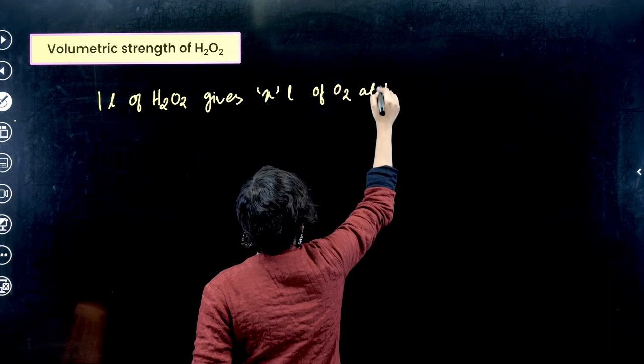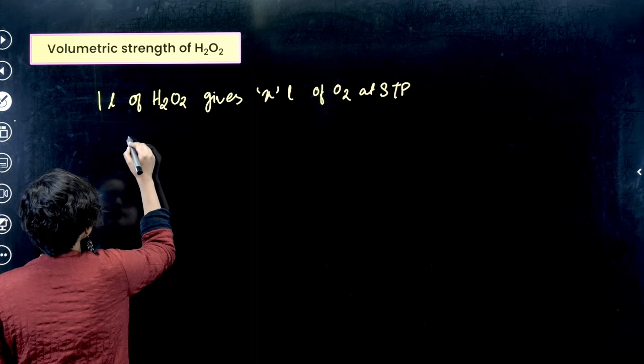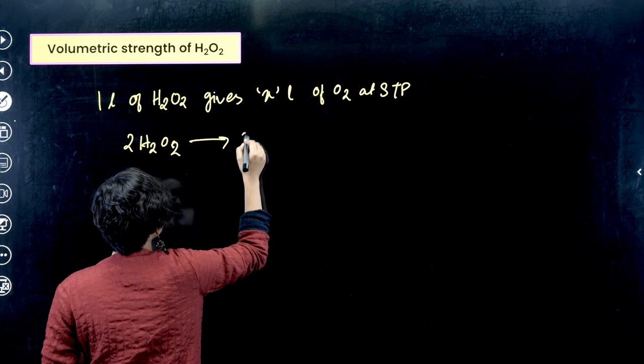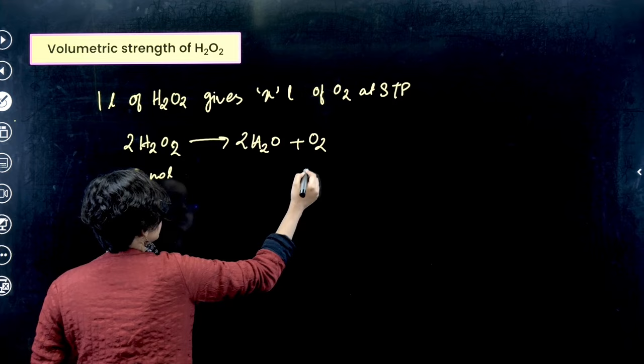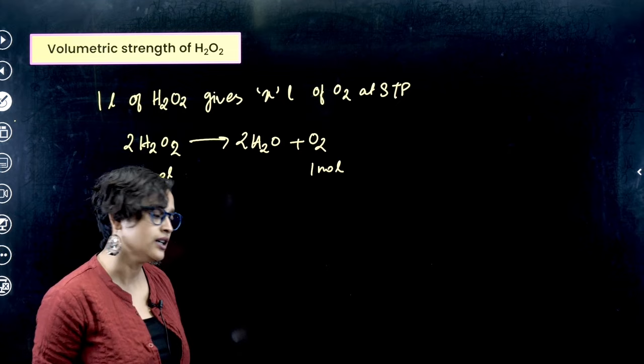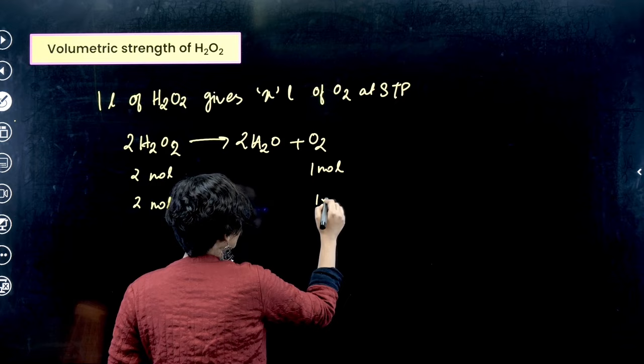If that is the case, now let's write down the reaction here. Reaction is 2H2O2 gives you 2H2O plus O2. Now from here, I can clearly see that 2 mole of hydrogen peroxide is actually giving me 1 mole of oxygen. So that means that if 2 mole is there, I can also write it as 1 into 22.4 liters because it is at STP.